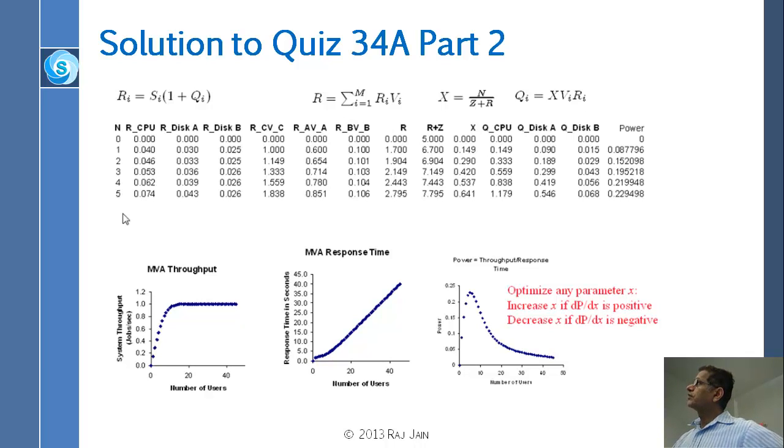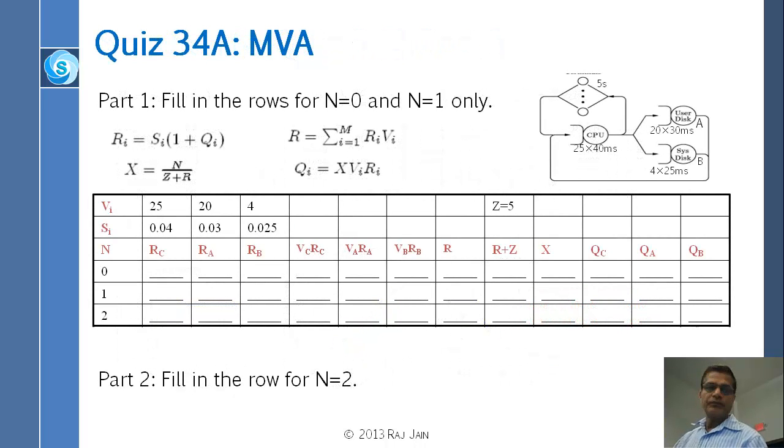Now, when you do N equal to 1, to calculate this thing, R CPU, you need this formula, S times 1 plus Q. Q is 0 here. So 1 plus Q is 1. And S is basically already written down right on the top. I wrote it down in the previous slide. S is 0.04.